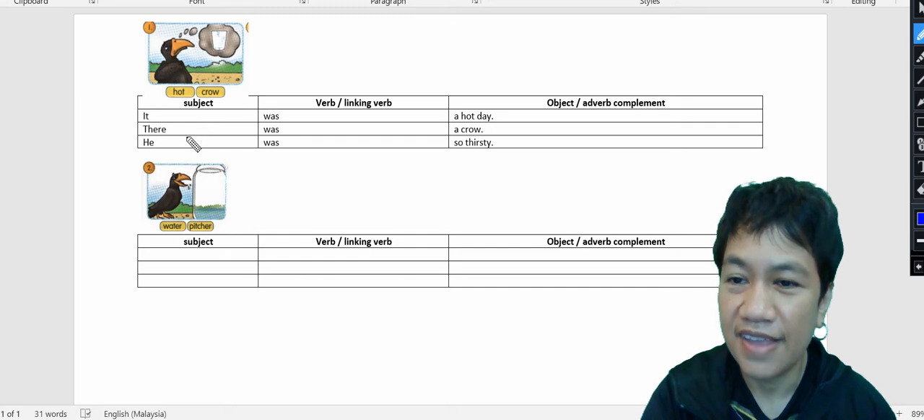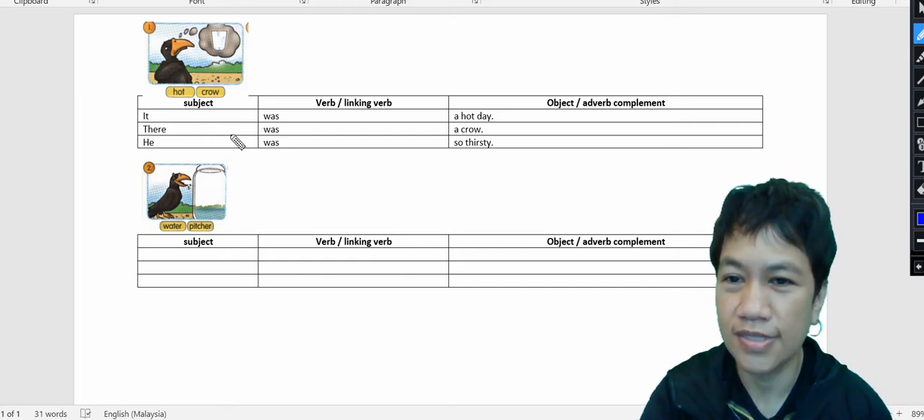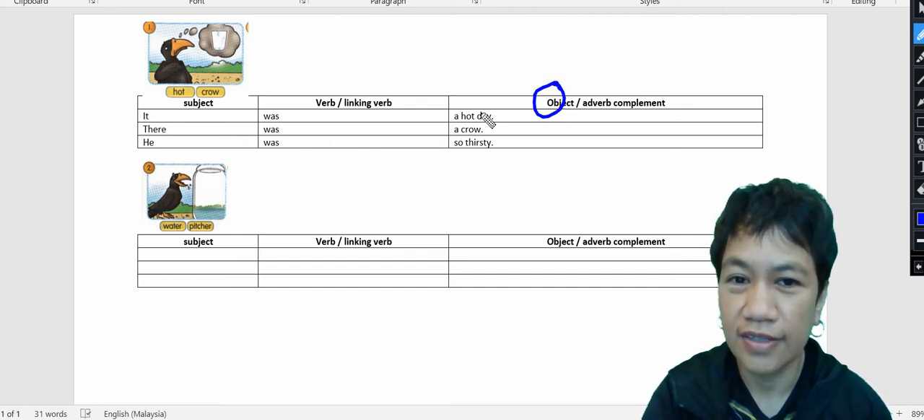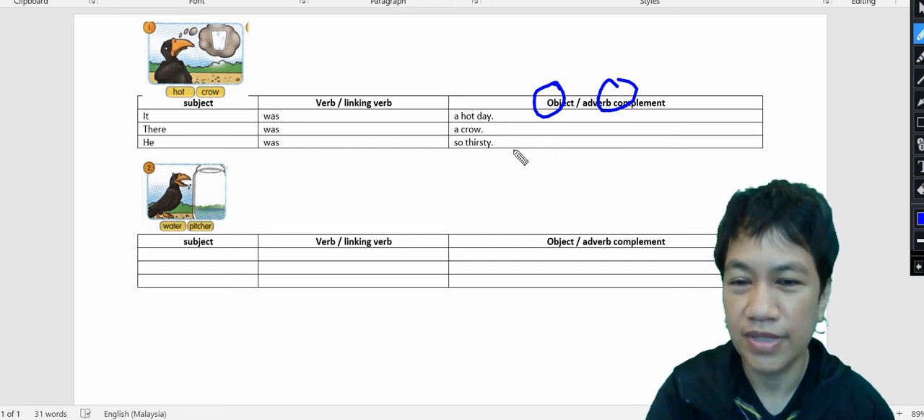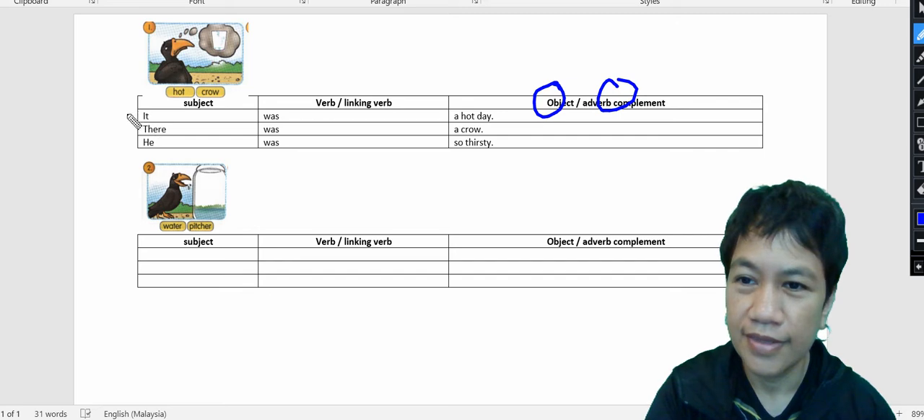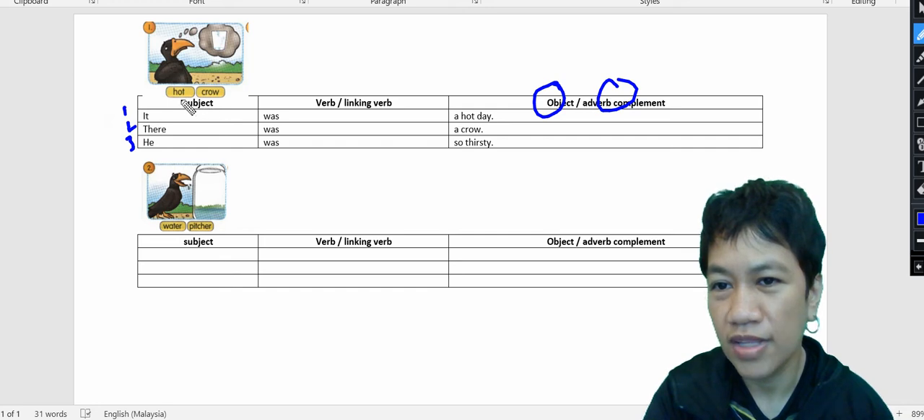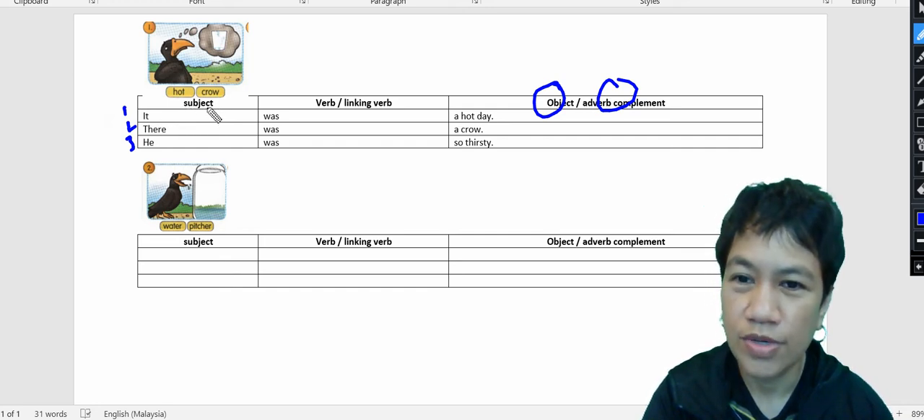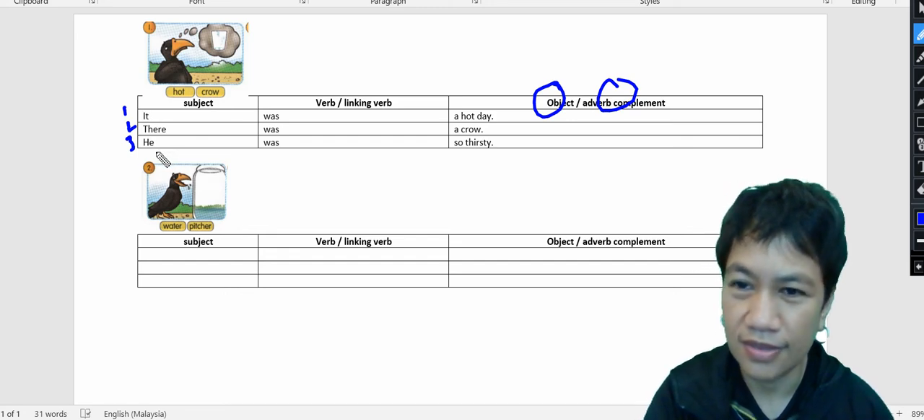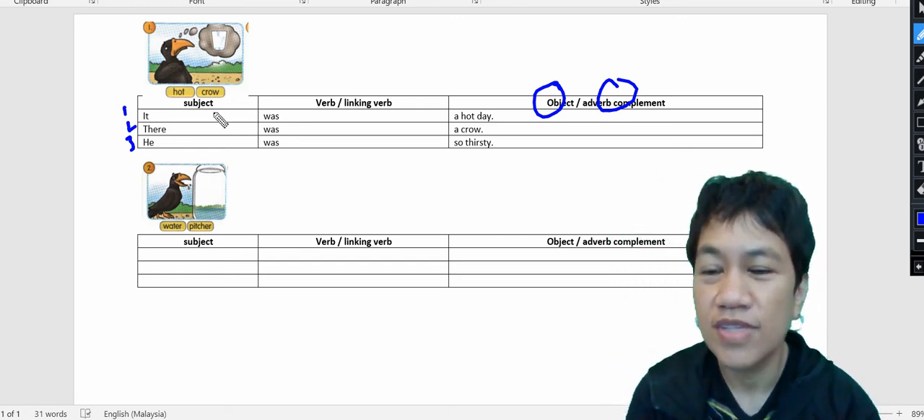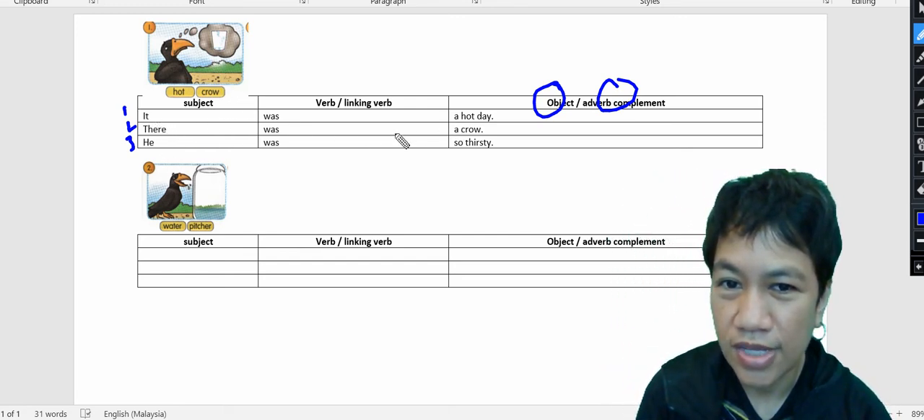Okay, next, the subject is there. There was. There was a crowd. This is the object. Hot day is the adverb complement. Okay, he, the subject, was so thirsty. Adverb complement. So this is for picture number 1. They give you 3 sentences and 2 words, hot and crowd. And from these 2 words, you are going to write 3 sentences using the sentence patterns that you have learned. So number 1 has been given to you in your textbook. These are the sentences from the textbook.